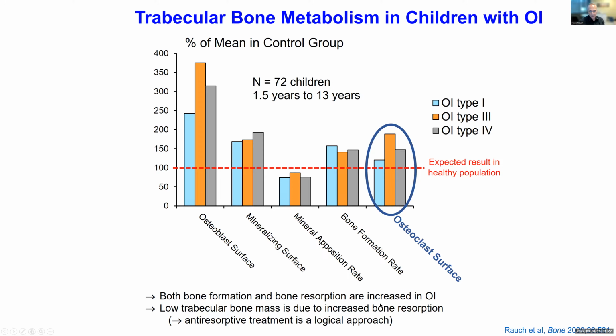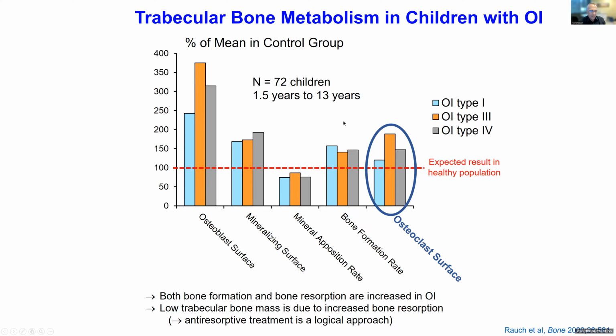bone resorption, which indicates that the trabecular bone mass is low because of increased bone resorption, even though you have increased bone formation. That's what many people don't know, that in OI you really have increased bone formation. So the reason you have low bone mass is because the bone is resorbed very rapidly.